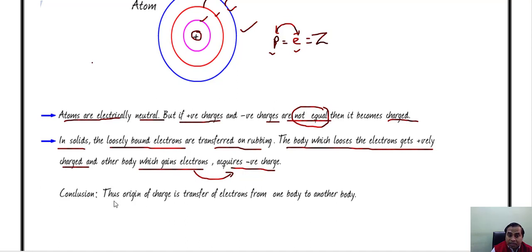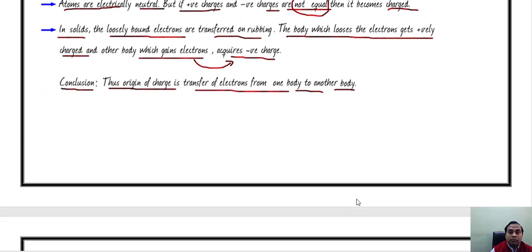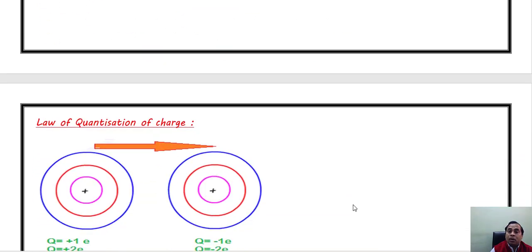Okay, now the main theme is what? The main conclusion we are drawing is that the origin of charge is the transfer of electrons from one body to another body, right? Now let us check. On such a basis we are trying to quantify how much charge a body can develop, and this is discussed with a particular law, called the law of quantization of charge. Quantization means what? A fixed and definite rule.